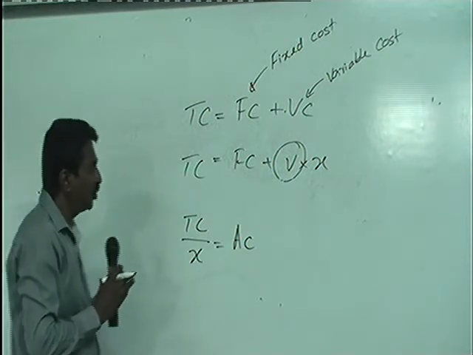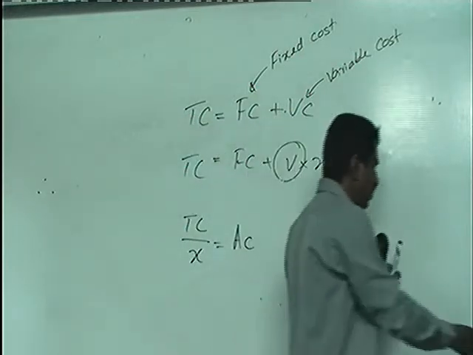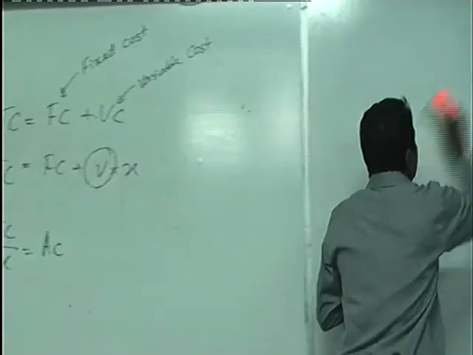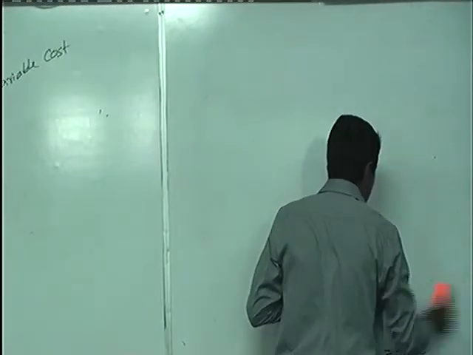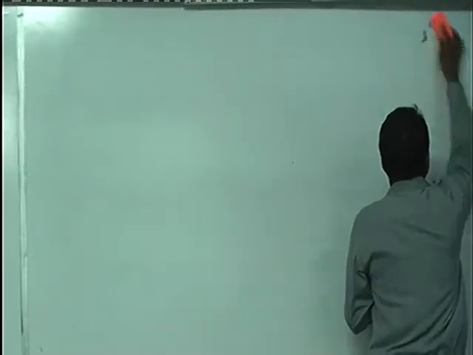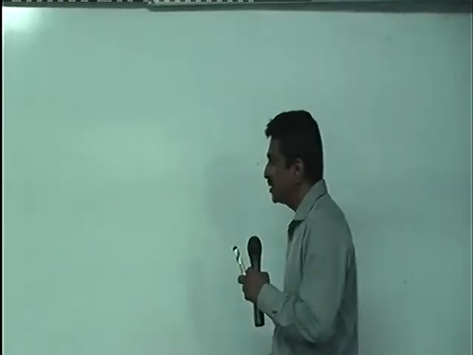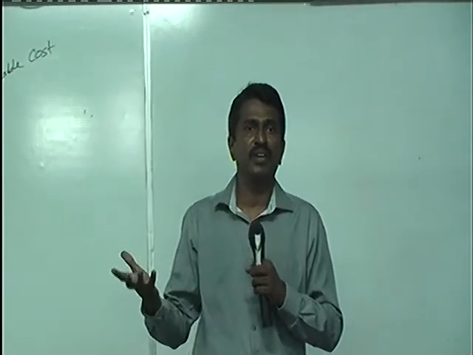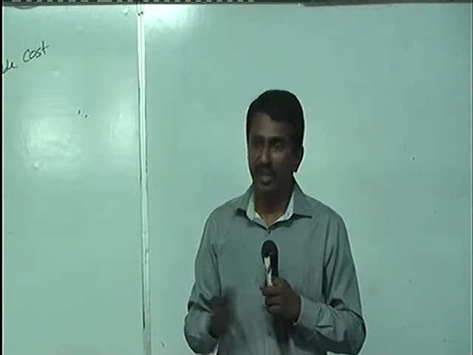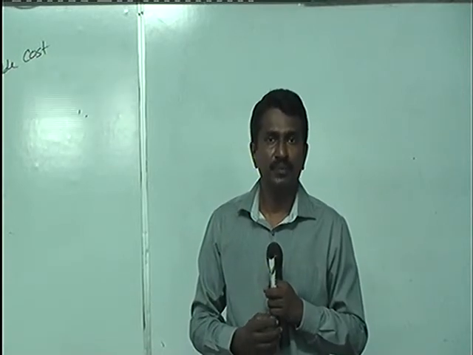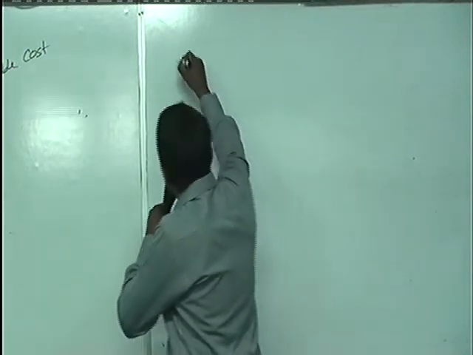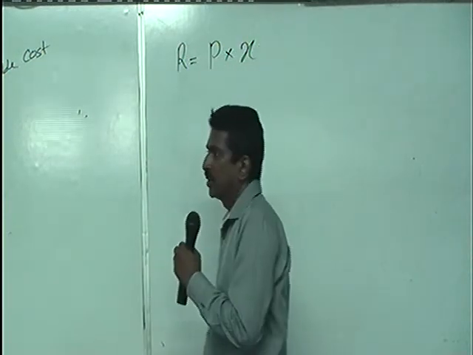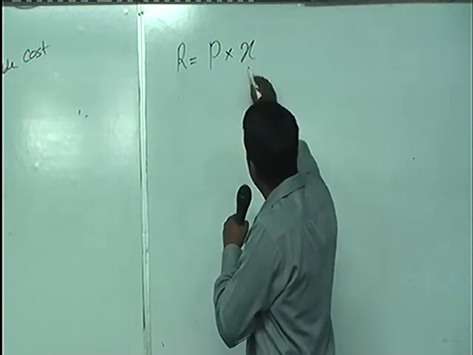Then we discuss something called the revenue function. The revenue is a product of price and quantity. Revenue is a multiplication of price and quantity. Sometimes we have done some examples where the price is not given. Instead of price, they have given you the demand function. We did one example like that. So revenue is equal to price into quantity.